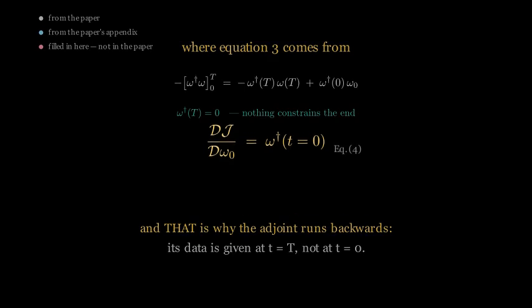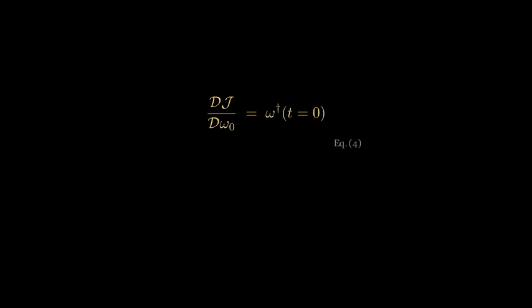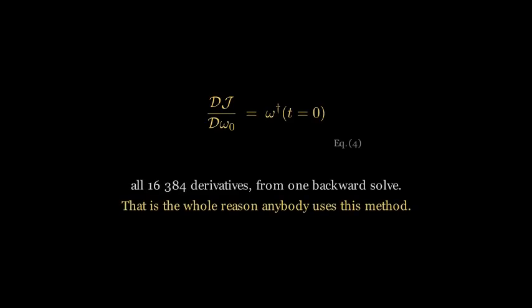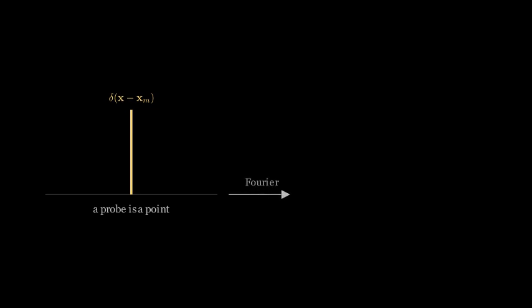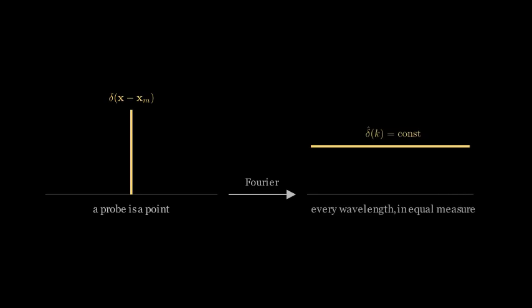So, one extra solve, run backwards, and you hold every one of the 16,000 derivatives at once. That is the whole reason anybody uses this method. All of that is in the paper, but it is in Appendix A. If you go looking for it in Section 2, you will not find it. So look at what drives that backward solve. The adjoint equations are forced by the mismatch, and the mismatch lives only where the probes are. The probes are points, and a point source has one very inconvenient property. Break it into waves, and every wavelength is present in equal measure. The Fourier transform of a spike is flat.